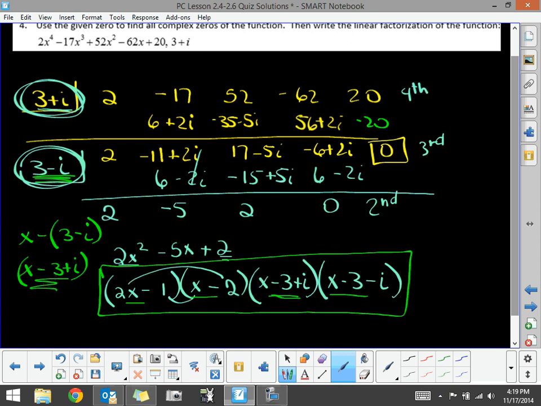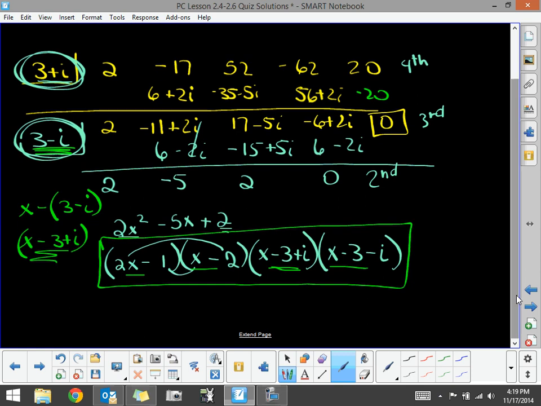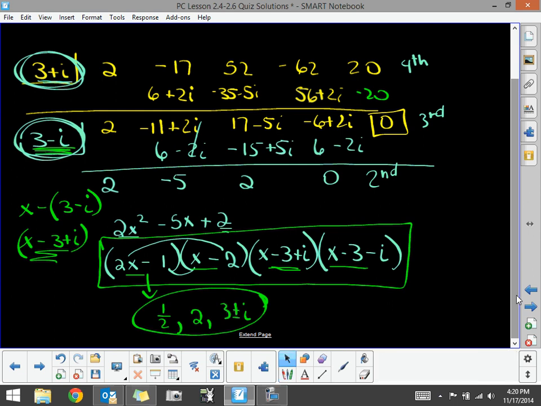So I want you to find all the complex zeros of the function and then write the linear factorization. So let's take a look at all the zeros of the factor then. All I have to do is finish this up. This zero is a positive one half. This zero is a positive 2. These two zeros we had were 3 plus and minus i. So there's all 4 of our zeros or solutions. So that's what I expected to see on that problem with your synthetic division, your linear factorization, and also your zeros.